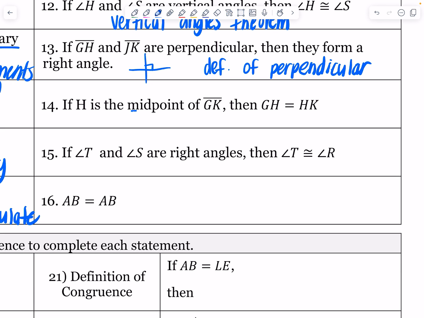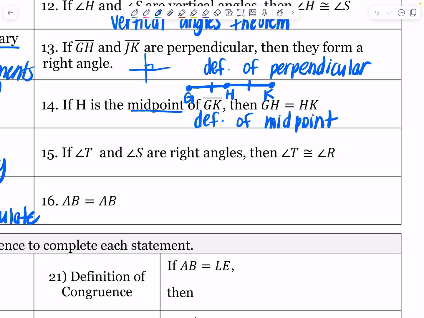If H is the midpoint, another vocabulary word, then you know that from G to H is going to be congruent to H to K. If you know that H is the midpoint, that means that the segment on the left is congruent to the segment on the right, which also means that the length from G to H is equal to the length from H to K. That is going to be by our definition of midpoint.